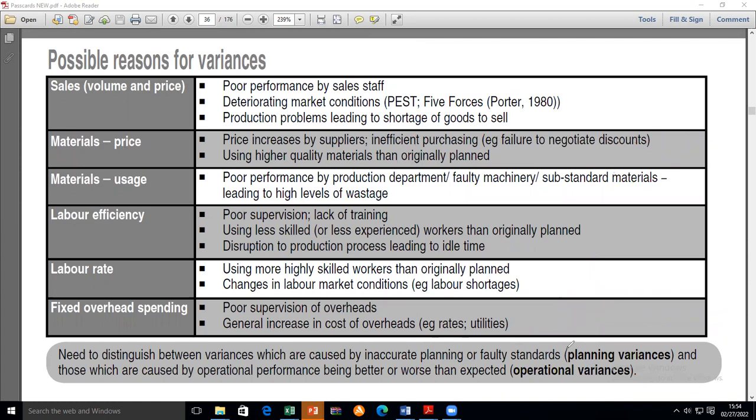So in the planning and operations approach, we need to distinguish between variances which are caused by inaccurate planning, faulty standards or unrealistic standards, and those which are caused by operational performance being better or worse than expected, the operational variances. So we can improve our variance analysis system by introducing the concept of planning and operations variances.